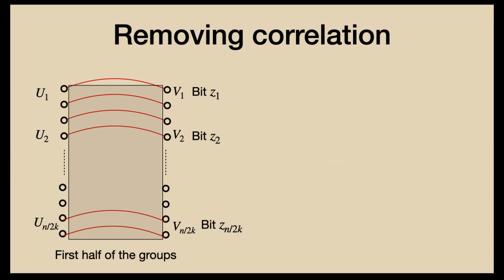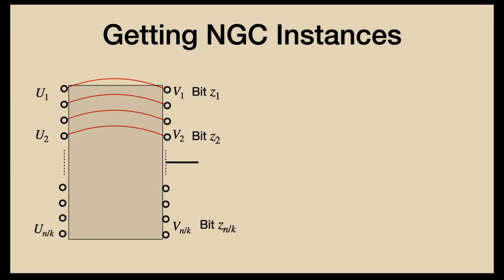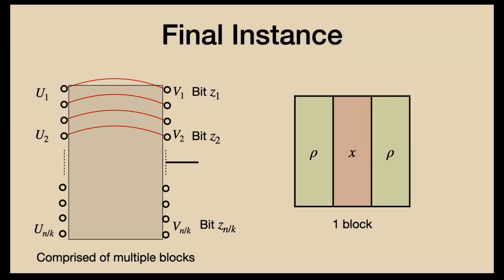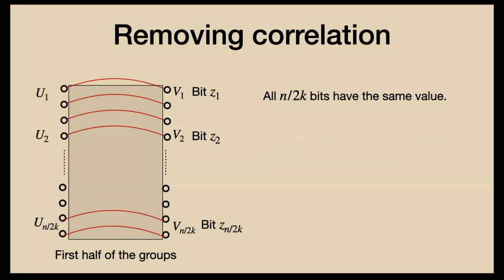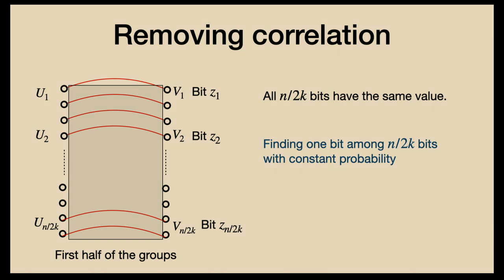Algorithmically, what is this question? You just want to find one specific bit, and if you do that, you're done. You're going to solve this problem. Now, informally, you can just think of it as, if you want to find one specific bit among all these n over 2k bits with, let's say, constant success probability, if you can find just one bit among these many bits with very low advantage, then you're done, basically. Because of the union bound, you're going to find one of these bits.